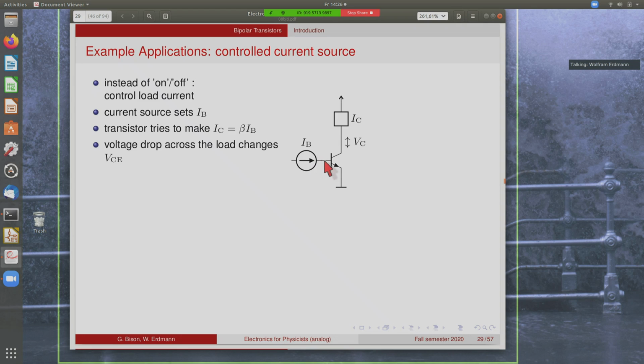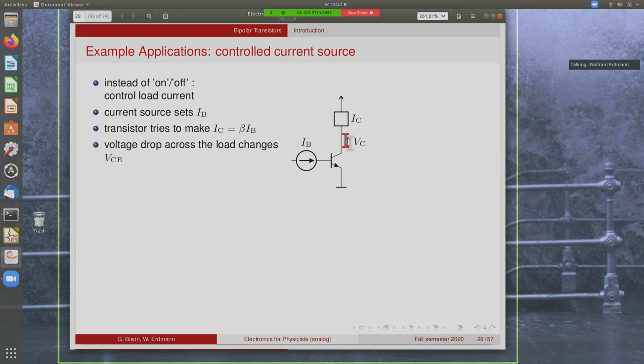So the base current flows into the base and then out the emitter again, and it controls a proportional current that flows into the collector. And this current will, of course, then have to flow through this load here. And there will then be a voltage drop across the load here. So if this point is fixed, that means that this point will go up and down.